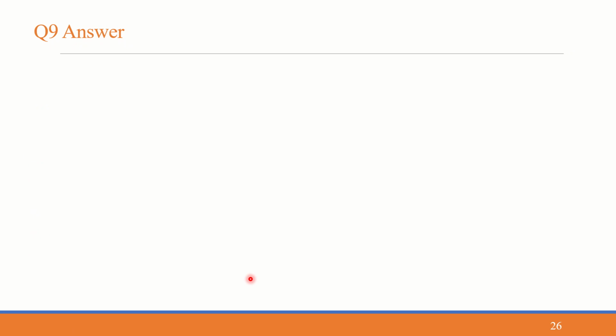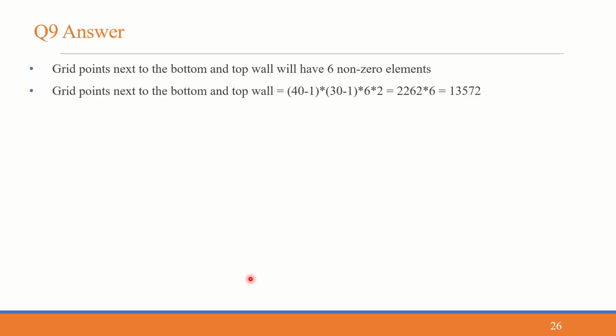Now we are considering the layer next to the bottom and top wall. These will have one going to the boundary, so we will be having 7 minus 1. I hope you are getting 7 minus 1, because 1 is occupied with the boundary. So how many points will these be? Grid points next to the top and bottom wall will be 40 minus 1, 30 minus 1, into 6. We are multiplying by 2 because we have top and bottom wall. So again it will give us 13,572.